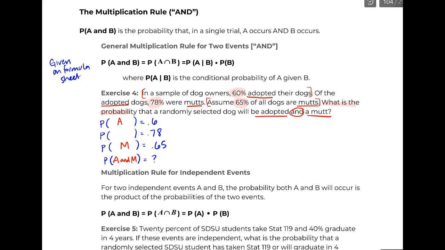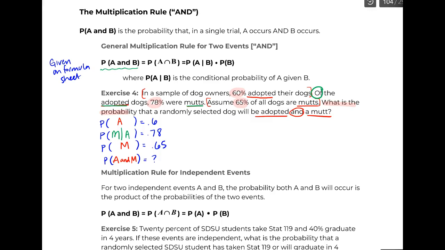And then the hardest part, which is the most crucial, like I said, because the order matters for the conditionals, is this last one. We have adopted, we have mutt, we do not have an "and" or an "or" between them. So we need to look a little closer. Our keyword for the last one is "of." So we know the dog was adopted. Of adopted dogs, 78% were mutts. So there's all of our given information.